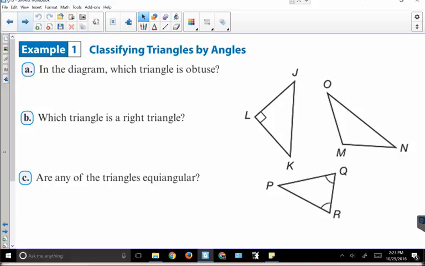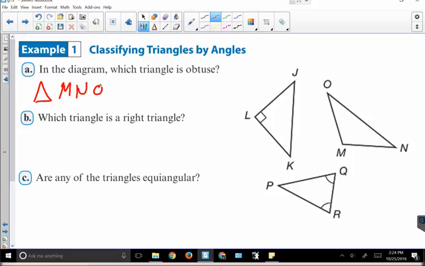let's try this. If I take a look at these, which one of these is going to be an obtuse triangle? Which one? OMN what? I don't understand. Oh, triangle. Okay, I got to make sure that I write down triangle. But I'm not going to put down ONM. I'm going to put down MNO. Why?